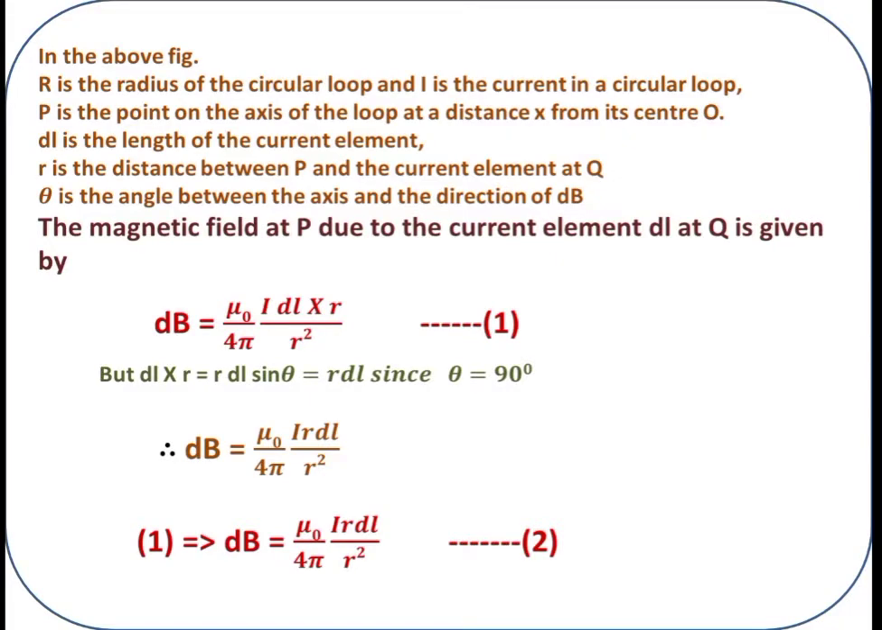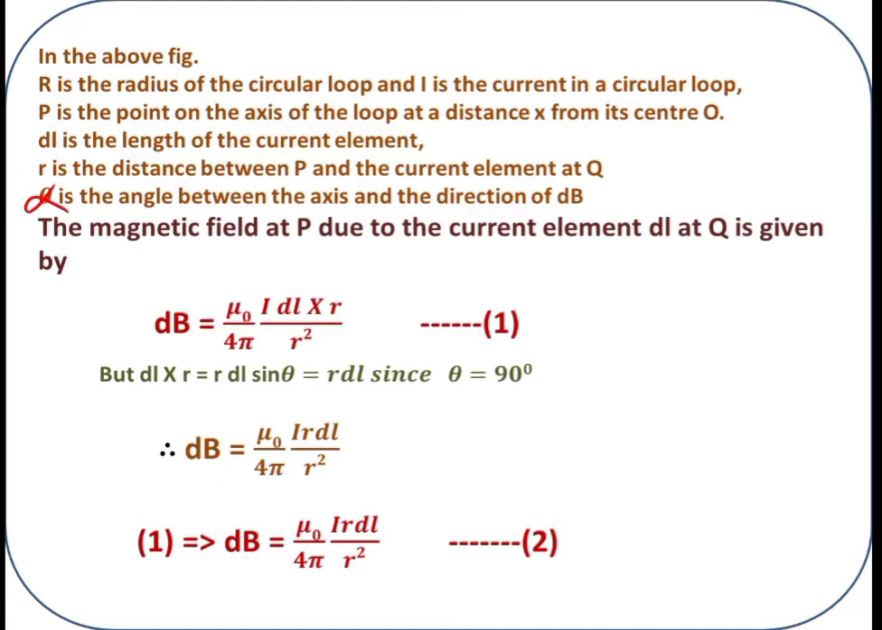Next one, from the figure, R is the radius of a circular loop, and I is the current in the circular loop. P is the point on the axis of the loop at a distance x from its center O. dl is the length of the current element. r is the distance between P and the current element at Q, and here alpha is the angle between the axis and the direction of dB.